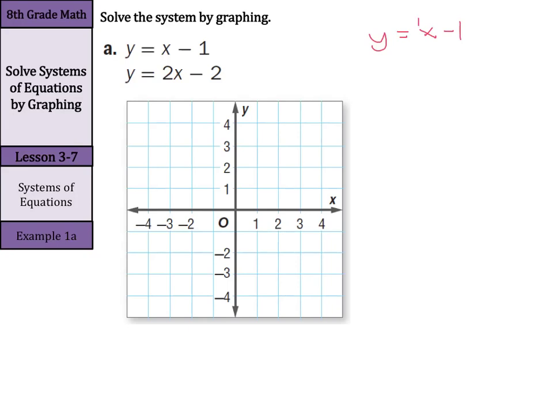Here we have a slope of 1, as this is in y-intercept form, and we have a y-intercept of negative 1. So we can start by plotting our point with our y-intercept at negative 1. Now our slope is rise over run. So this is actually 1 over 1. So we can go then from our y-intercept up 1 over 1.